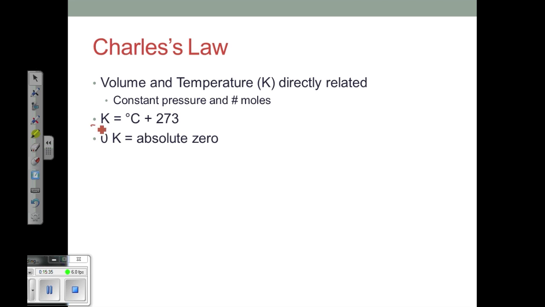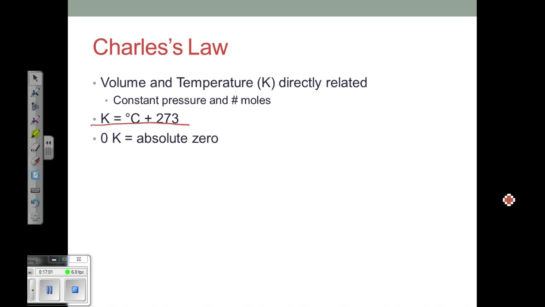Because we're dealing with temperature, we need to convert everything to Kelvin. Why? It never goes to zero. That's important. In Kelvin, zero Kelvin is called absolute zero. What happens at absolute zero, at least theoretically? Everything stops, right? Your electrons, they'll stop.